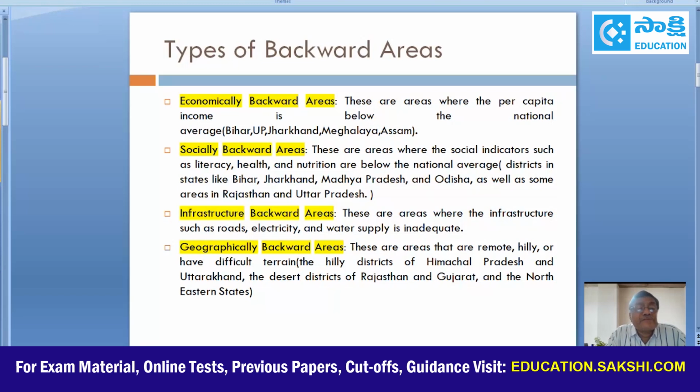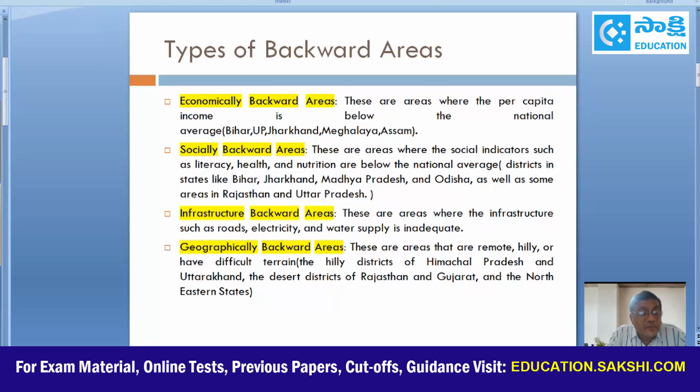And infrastructure backward areas. The infrastructure facilities available in some of the states are not adequate for achieving economic development. And for accelerating the economic development, more infrastructural facilities have to be created. If you take facilities such as roads, electricity, and water supply, they are inadequate in some of the states of the country. And geographically backward areas. For example, we will find the remote areas, hilly areas, and difficult terrain areas. These are the various examples of backward areas.